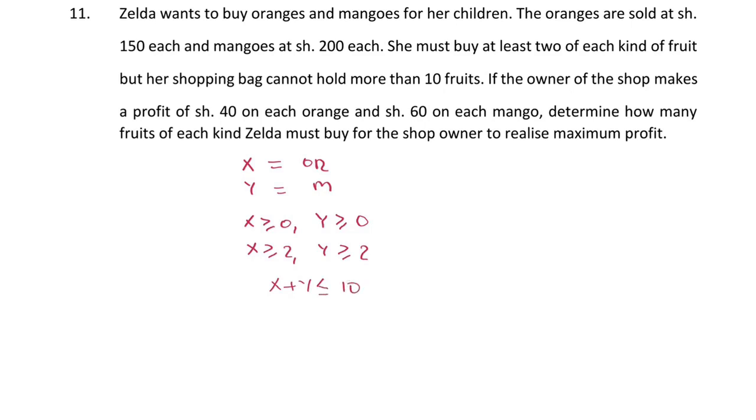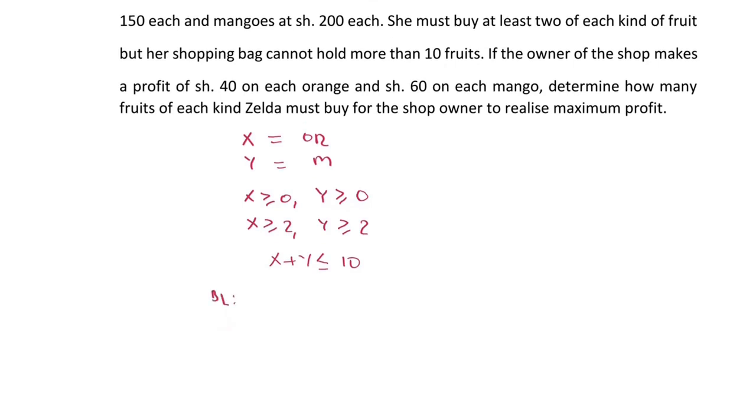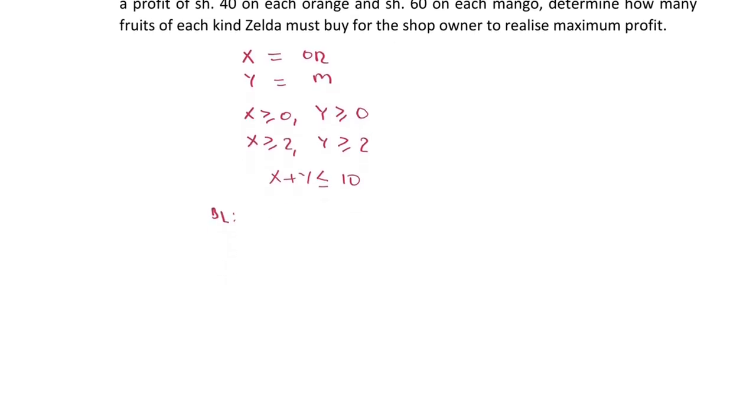Okay, so next let us form the boundary lines. From the inequalities we have, our first boundary line is going to be x equals 2. The second one is y equals 2. And the last one is x plus y equals 10.